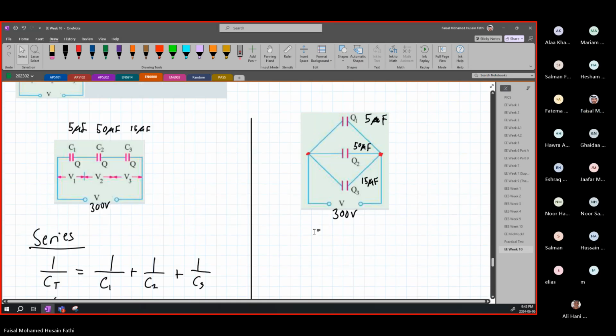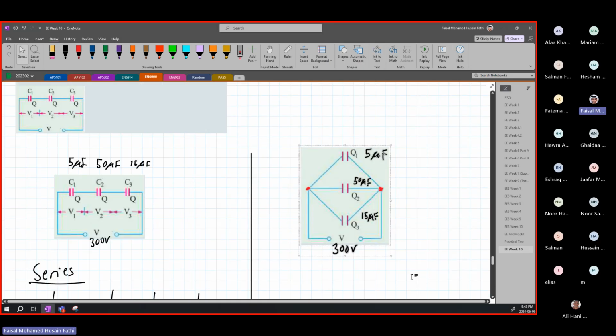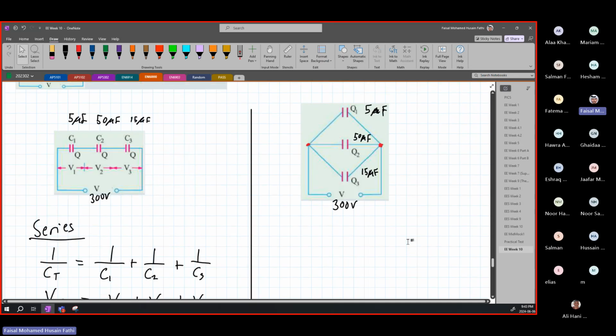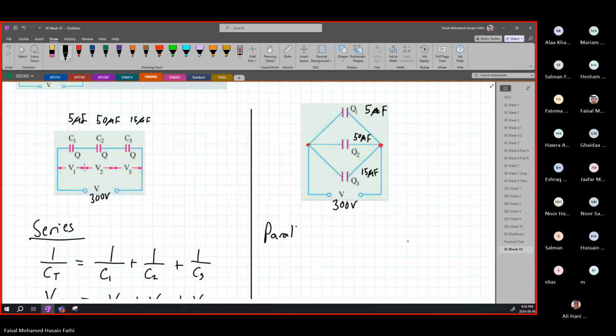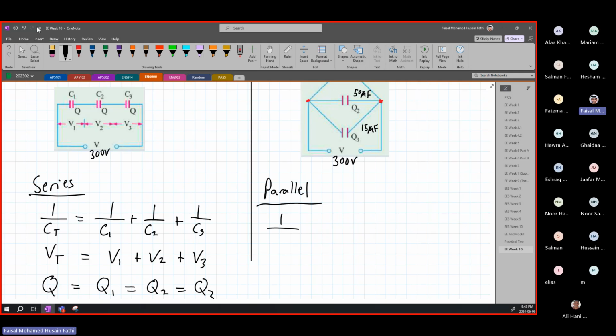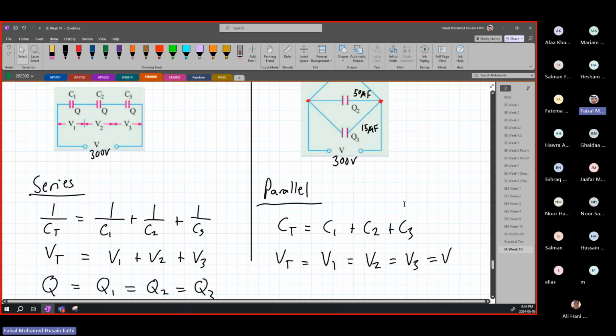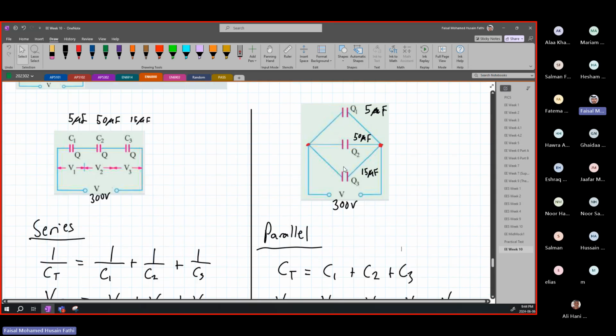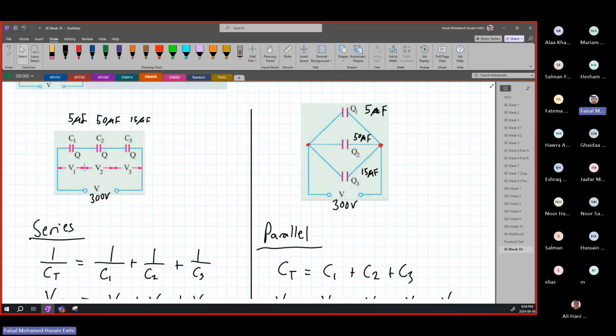In parallel, now if we look at this, what are the rules that we have? Let's first write down the rules. So parallel, C total is simply C1 plus C2 plus C3. V total is equal to V1, which is equal to V2, which is equal to V3, which we'll all call just V. So this 300 volts is for all of them. All of them have 300 volts as a potential difference. Okay?